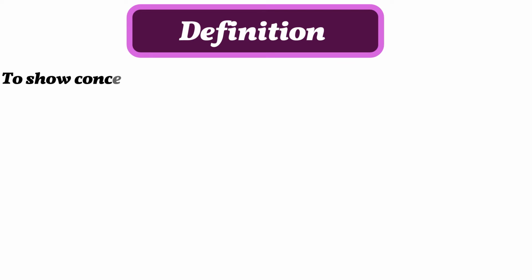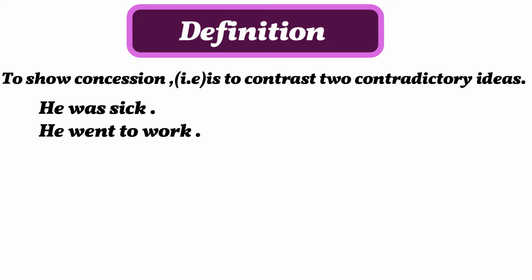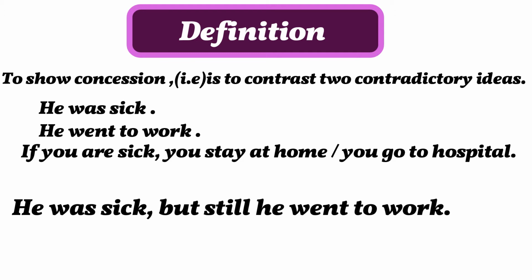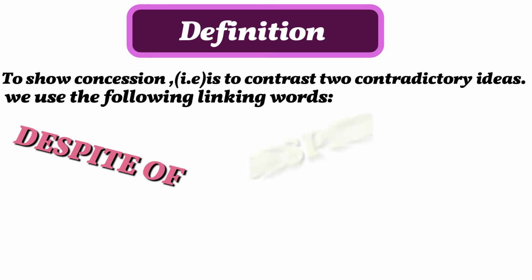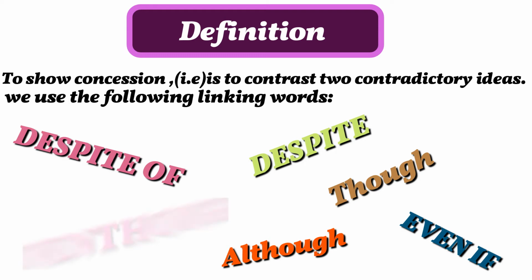Now, to show concession, that is to say, is to contrast two contradictory ideas. For example, he was sick and he went to work. Normally, if you're sick, you stay at home, you go to hospital. But this guy, he was sick, but still he went to work. We use the following linking words to link the two sentences: in spite of, despite, although, though, even if, and even though.